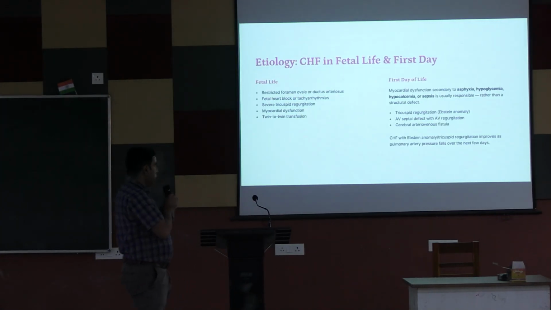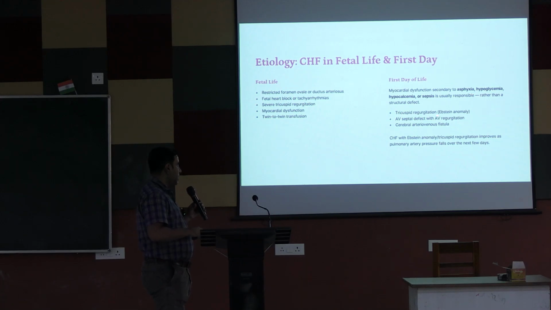So what is the etiology? From the fetal life, we can see fetal congenital heart block, tachyarrhythmia, severe tricuspid regurgitation, twin to twin transfusion, restrictive foramen ovale and ductus arteriosus. After the birth of the baby, myocardial dysfunction secondary to birth asphyxia, hypoglycemia, hypocalcemia or sepsis. Any of the above causes can lead to myocardial dysfunction, which will lead to heart failure.